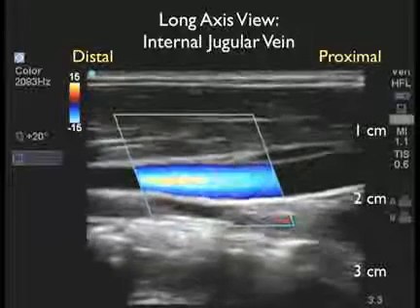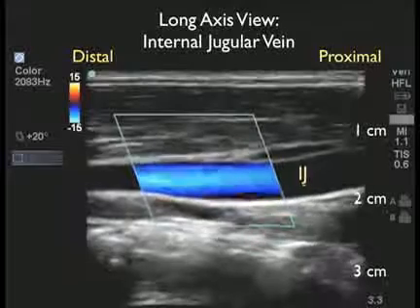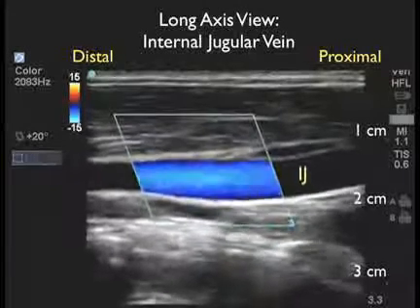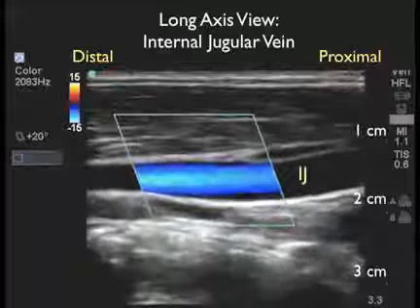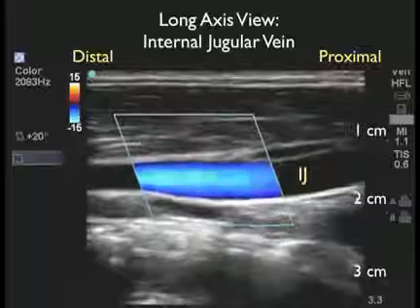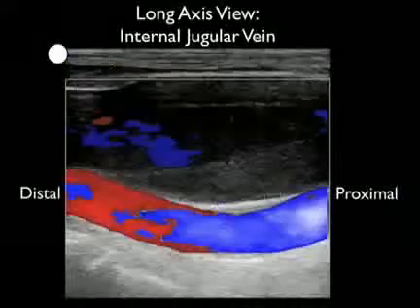Here's a long-axis view of an internal jugular vein. I have the probe marker going more distally or superior within the neck, so to the left is distal and to the right is proximal. Notice the internal jugular vein appears like a tubular structure on the ultrasound screen, and we see the blood flowing here from left to right.